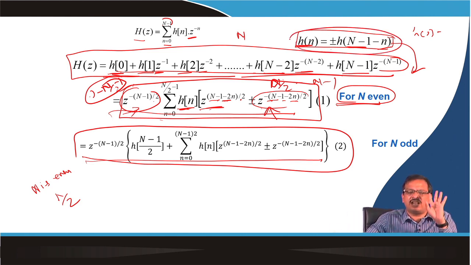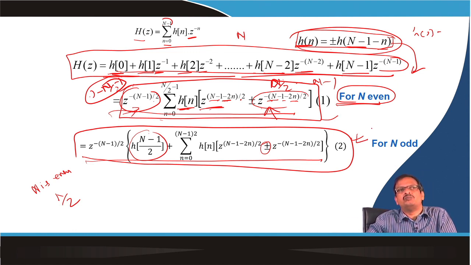Plus or minus is in terms of symmetry or antisymmetry. If it is symmetry, that means same sign. If it is antisymmetry, it is the negative. So that's why once it is negative it is antisymmetry, once it is positive it is symmetry. But if n is odd, then one sample will be without z. If n is even, none of the coefficients is without z. So for odd and even, I get two equations, equation 1 and equation 2.